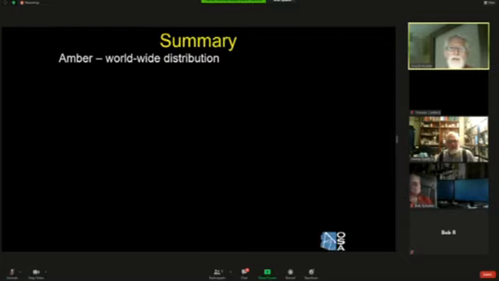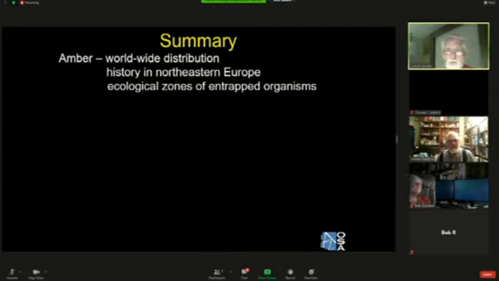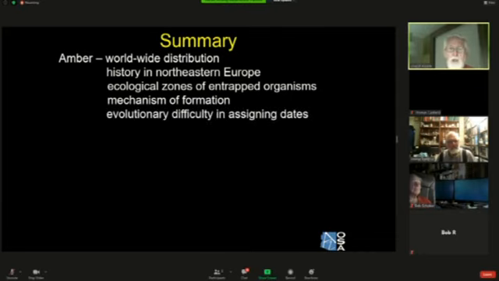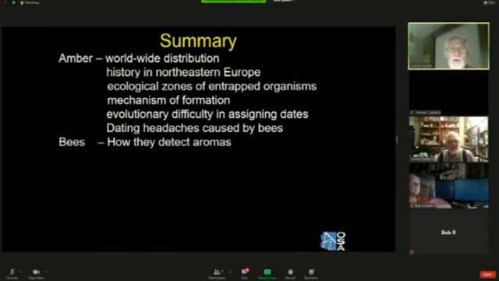So in summary, amber has worldwide distribution. There's a fascinating history in northeastern Europe. The ecological zones of the entrapped organisms: marine, freshwater, as well as terrestrial. The mechanism of formation needing to be in a water environment so things can be entrapped and entombed, totally encased. Evolutionary difficulty in assigning dates. The dating headaches caused by bees with the flowering plants, 100 million years.